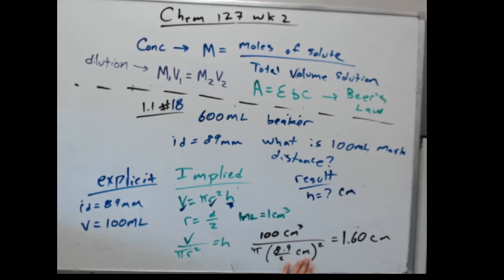Right? This centimeter squared is going to cancel out 2 of the centimeters on top, so I'm left with 1 centimeter for my height. Does that make sense? Yes. It helps when you know the implied part.